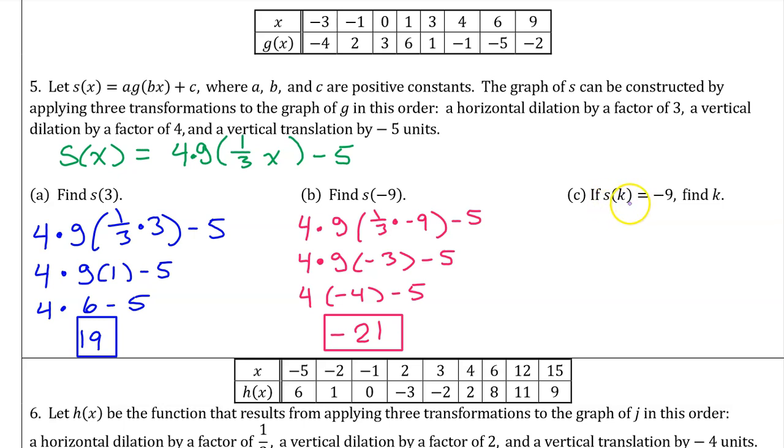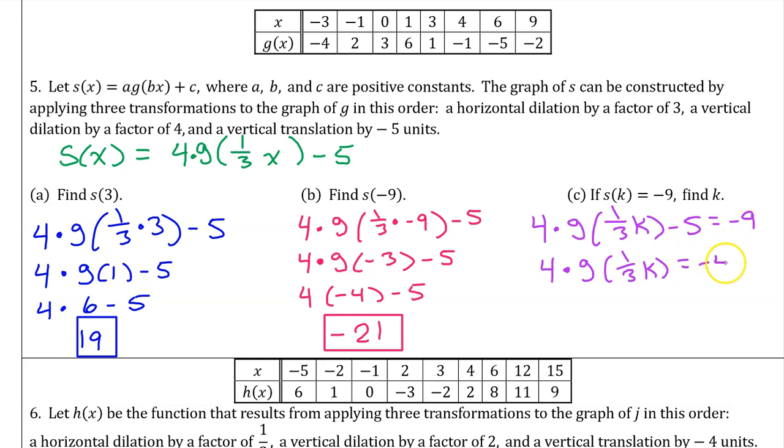Part C, if s at k is equal to negative 9, find k. S at k means plugging in k for x. So let's begin by writing 4 times g at 1/3 k minus 5. And this should equal negative 9. We need to solve this for k somehow. Let's start by getting the g function by itself. Adding 5 to both sides, we get 4 times g at 1/3 k is equal to negative 4.